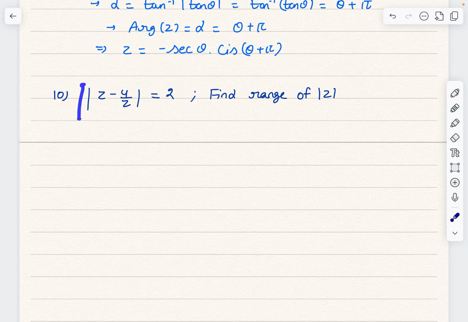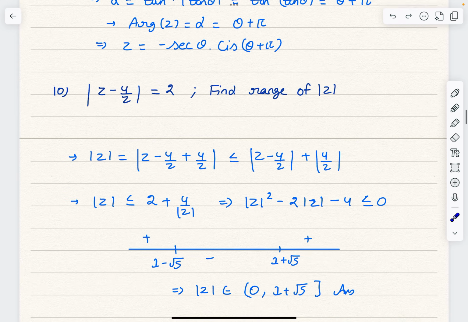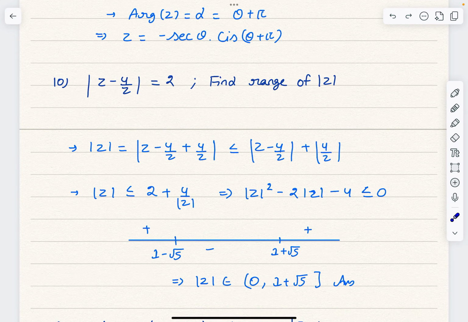|z - 4/z| = 2. Find the range of |z|. Okay, pause the video, give it a try. Let us start the discussion now. Here we'll use the inequalities we discussed in the last class.